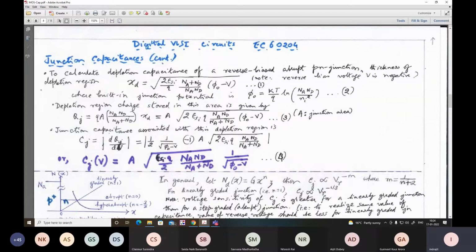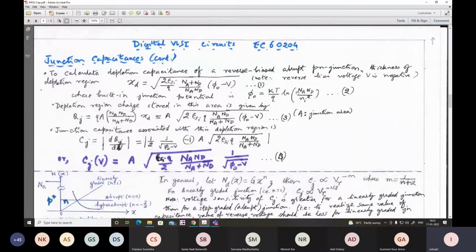Now, as we calculate the depletion capacitance of a reverse biased abrupt PN junction, the thickness of the depletion region is given by this. This makes use of the dielectric constant of the silicon, which is taken to be approximately 11.7, and Na and Nd, the acceptor and donor concentration. Now, what is phi 0? Phi 0 is the diffusion or contact potential. This we can easily calculate through this term.